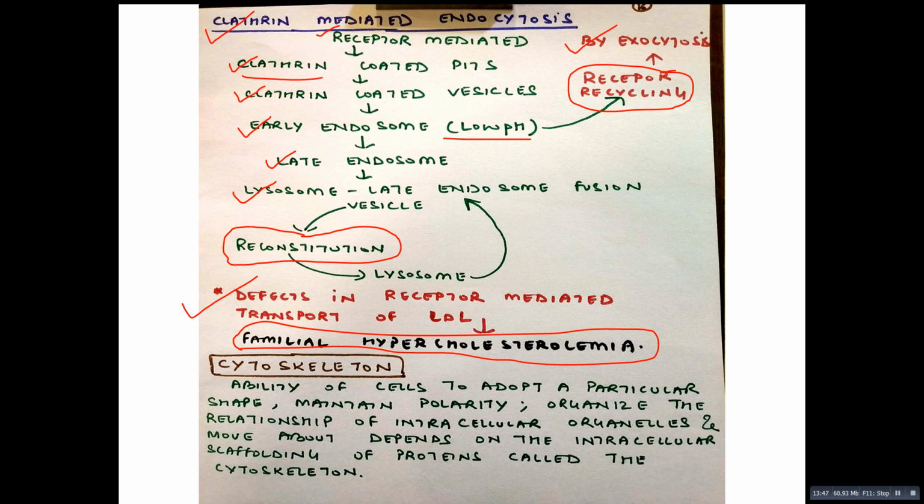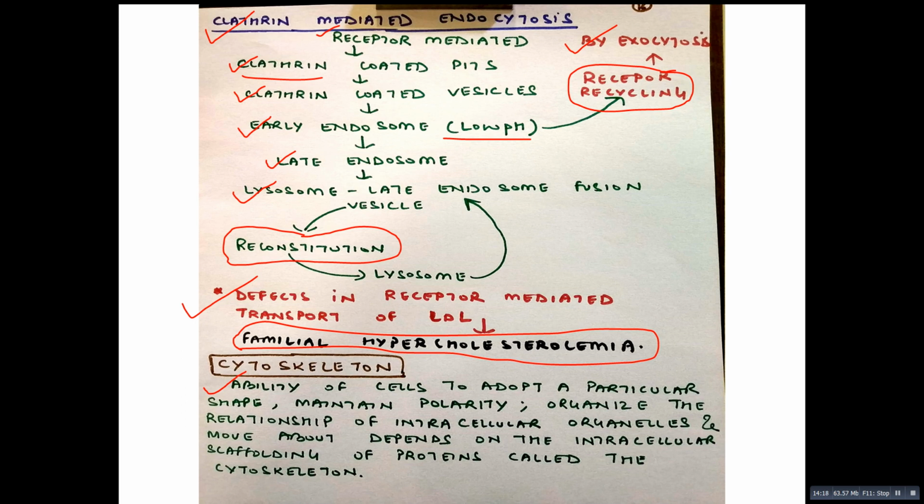Now we come to another boring yet very important part of the cell, that is the cytoskeleton. Actually, let us define it. The ability of the cells to adopt a particular shape, to maintain polarity, and to organize the relationship of the intracellular organelles and move about depends on the intracellular scaffolding of proteins, and these proteins are called the cytoskeleton of the cell.